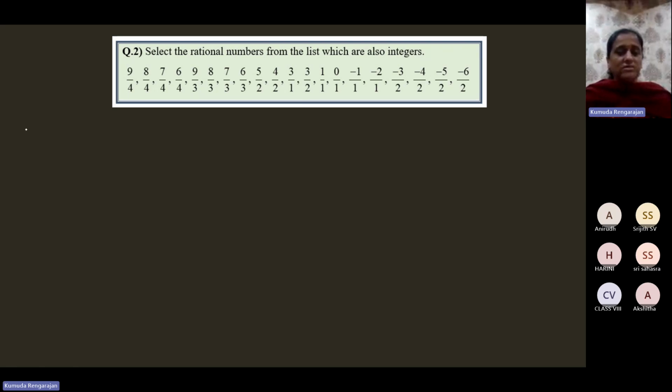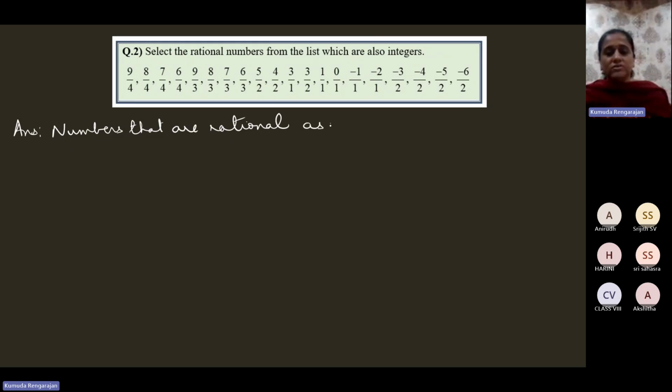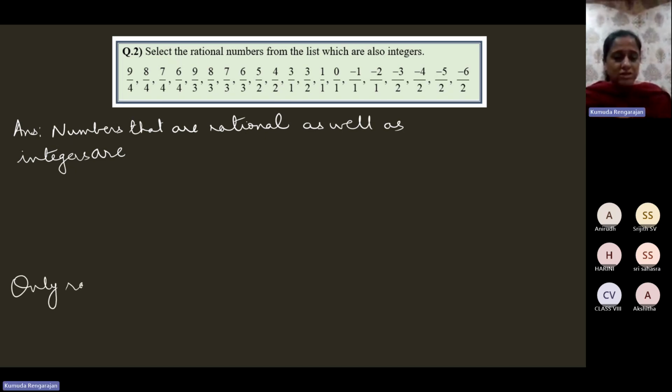Numbers that are rational numbers as well as integers are not 9 by 4. 9 by 4 is only rational. We'll put it here. Okay, only rational. 9 by 4, it is only rational.